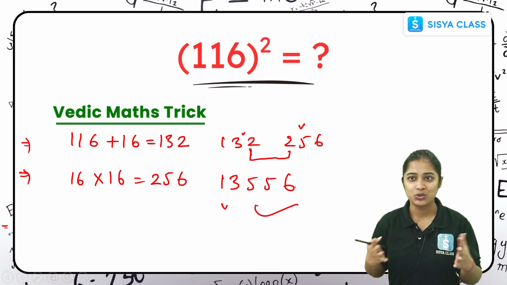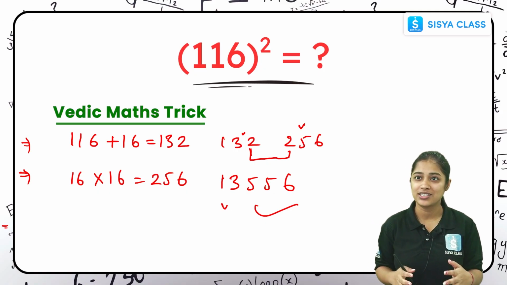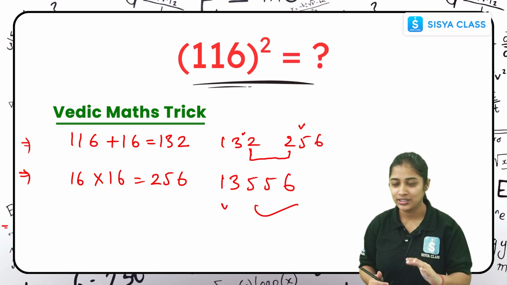So we have discussed two cases, right? When the last two digits are greater than 10 and when the last two digits are less than 10. Now let's discuss one more example of both the cases, okay?